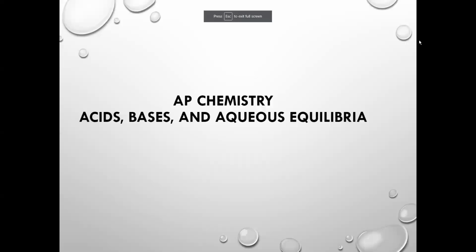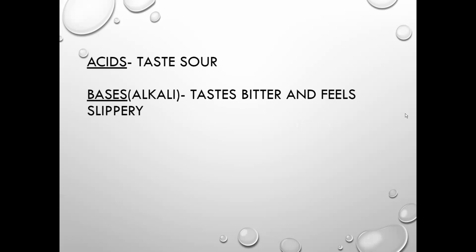All right. On to the exciting world of acids and bases. So remember from Chem 1, acids taste sour. So like your fruits, those are acidic. They usually have citric acid in them. Sour Patch Kids have citric acid on them.